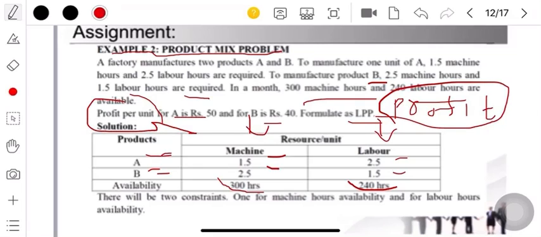So the objective function is given, which is profit, and the variables are given, product A and product B. We have also clearly identified the two constraints: one is related to the machine hours and the second one is related to the labor hours. Now what we need to do is as simple as possible.